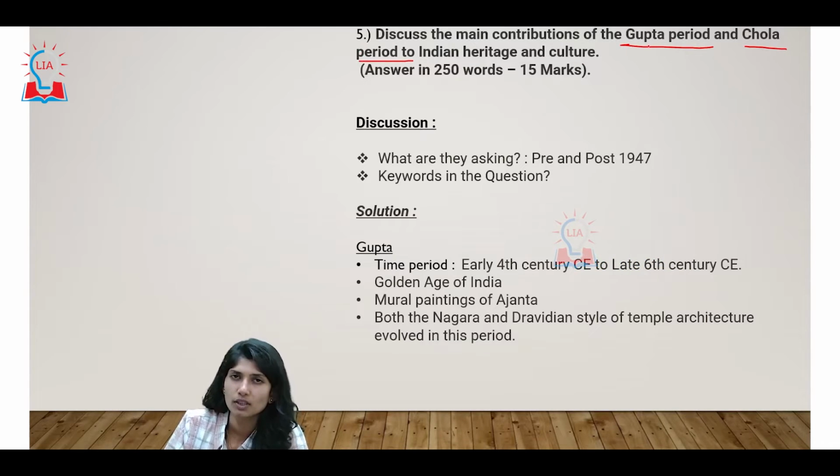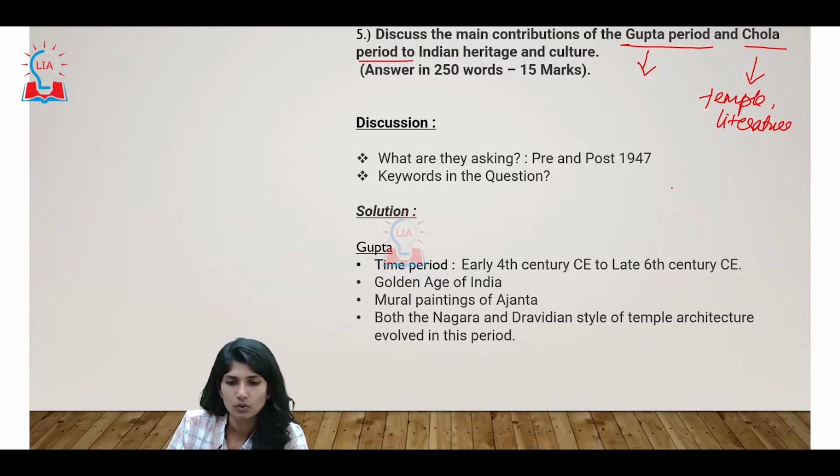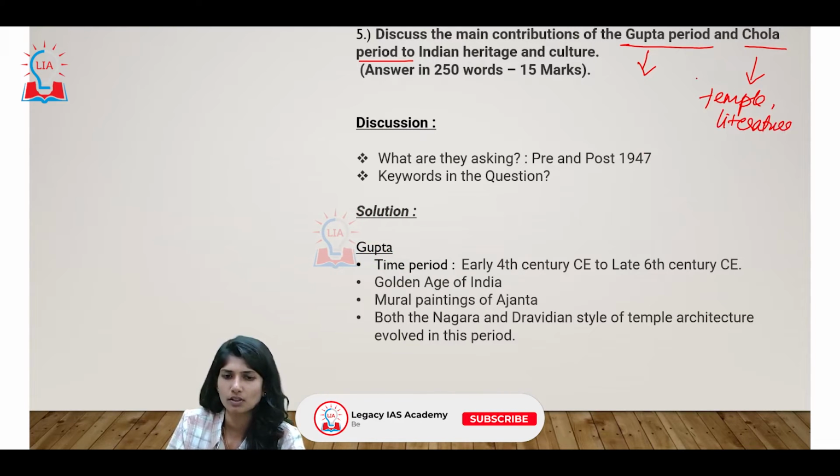Now you all know Gupta is the golden age, right? When you say Chola, you will automatically go to temple, literature. Now those you have to explain. It's a pretty self-explanatory question. There's nothing much of a very analytical topic.